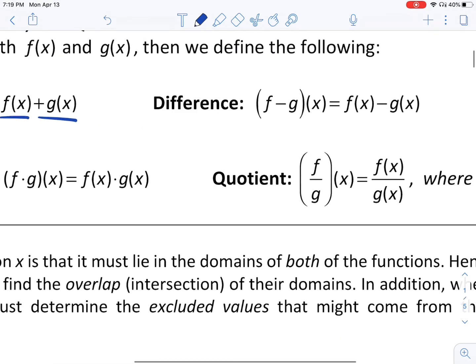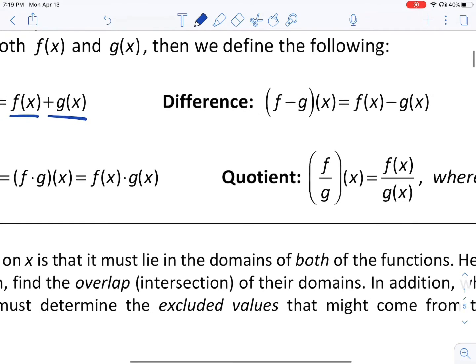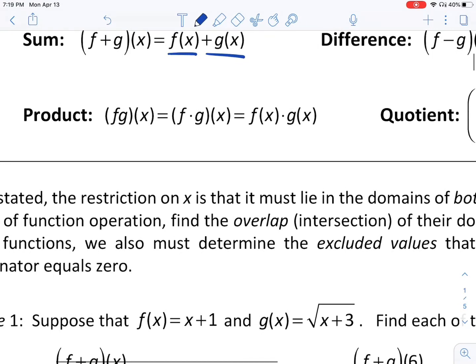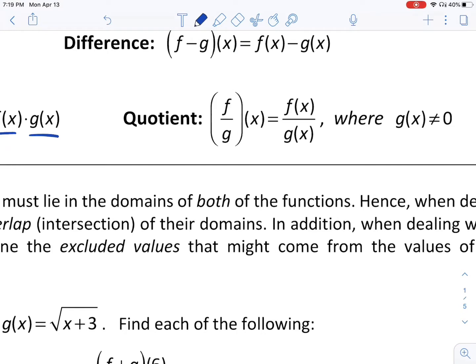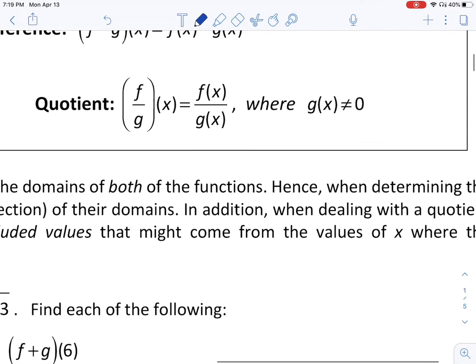Same for the difference, noting that the order does matter in this case. The product function is called f times g of x, and it's defined as the product of the two functions evaluated at that value, as well as the quotient function. F over g of x is equal to f of x divided by g of x, so long as that x value that I substitute in does not allow a denominator of 0.